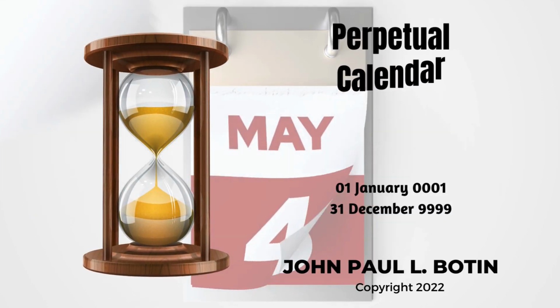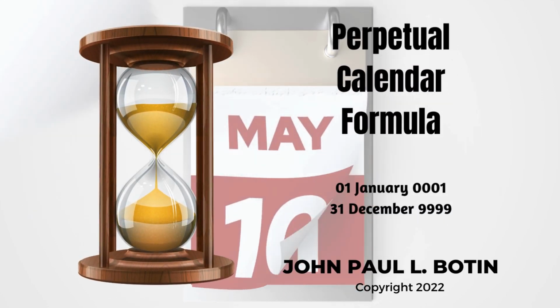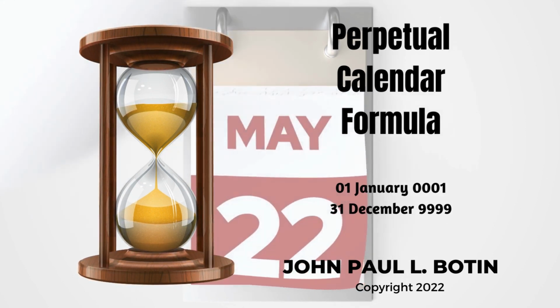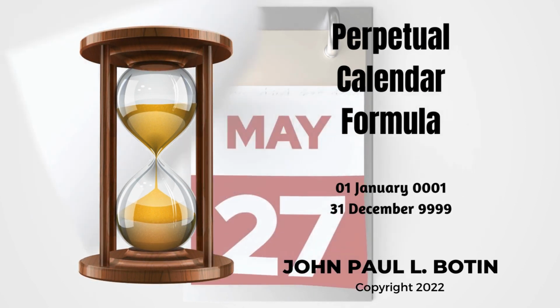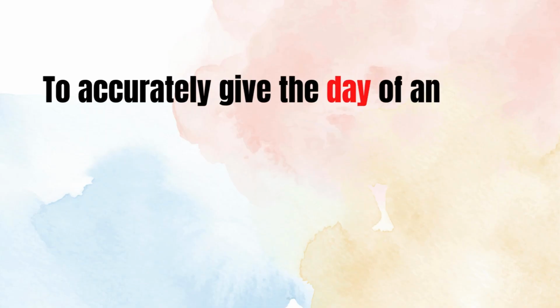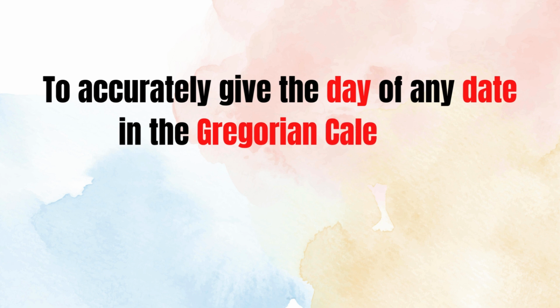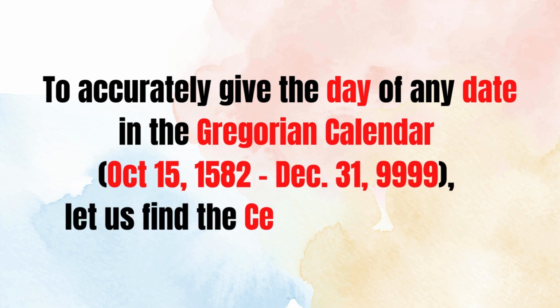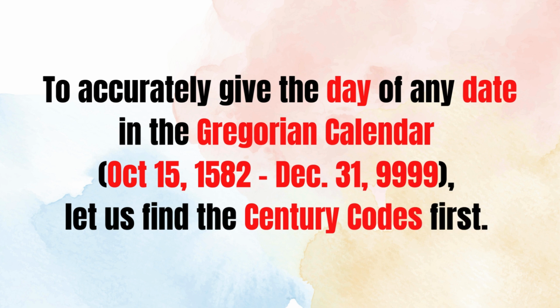Perpetual calendar formula, copyright 2022, January 1st 0001 until December 31st, 9999, Julian and Gregorian calendar. To accurately give the day of any date in the Gregorian calendar, October 15th, 1582 to December 31st, 9999, let us find the century codes first.